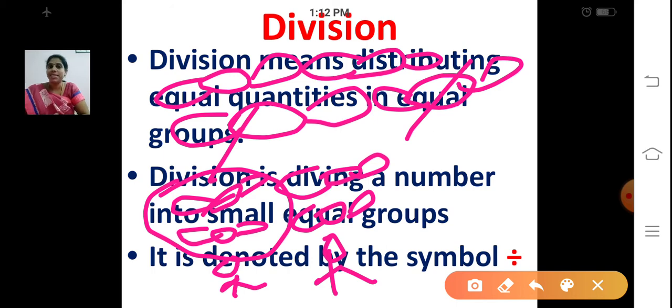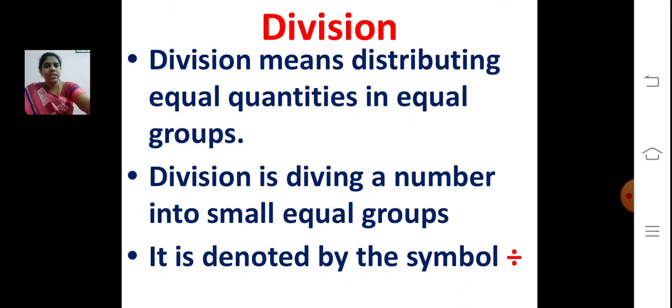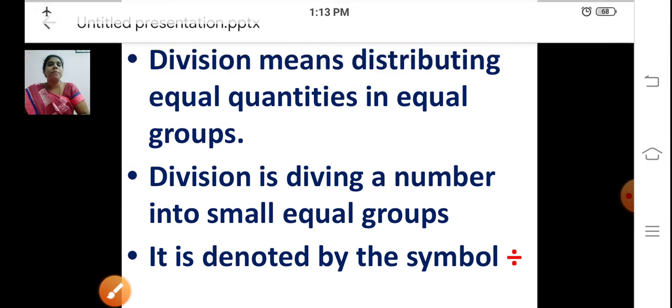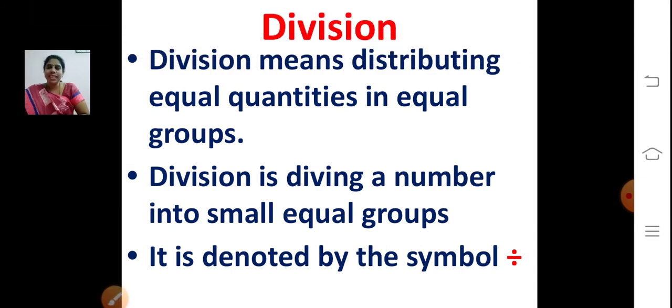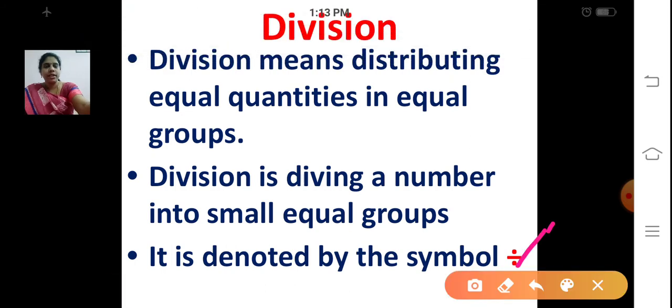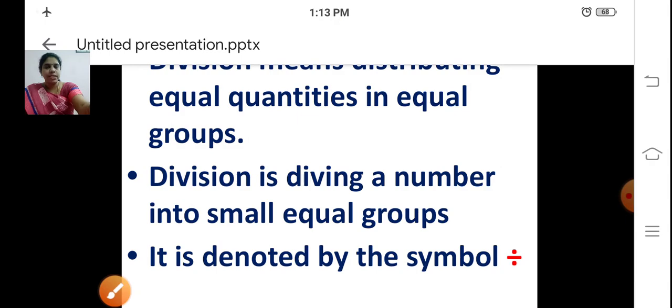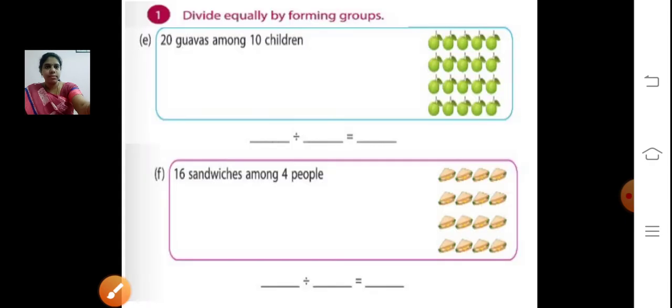So division means distributing equal quantity. I'm giving 2 chocolates to this child and 2 chocolates to this child, right? So I'm giving equally, in equal quantities. That is called division. Division means distributing equal quantities in equal groups. It is denoted by the symbol. This is the symbol for division. And now we'll see one more: divide equally by forming groups.